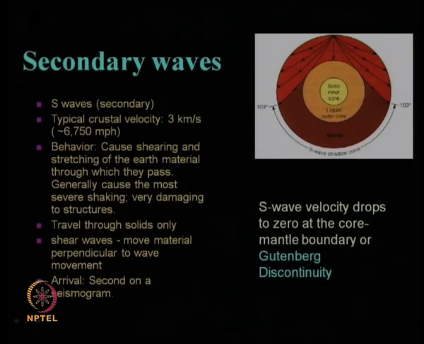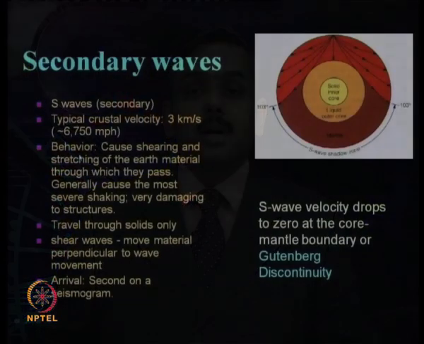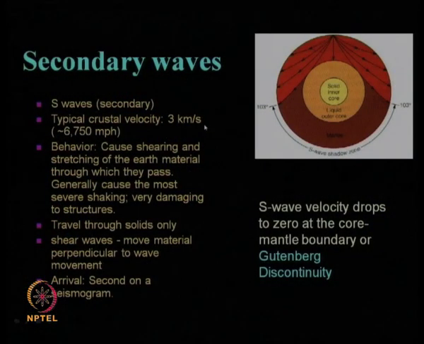Then we have seen the basic characteristics of the secondary wave or shear wave. Their typical crustal velocity we have seen is about 3 kilometer per second, and in this case it causes shearing and stretching of the earth material through which they pass. And one important characteristic of this secondary or shear wave is that they can travel only through solid media. They cannot travel through liquid or gaseous media. That means, as we know, the outer core of the Earth's interior is of liquid media. So, it cannot travel through that media.